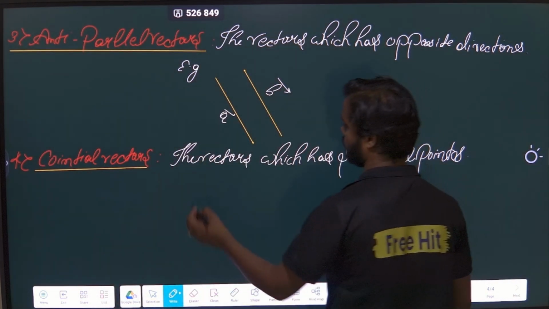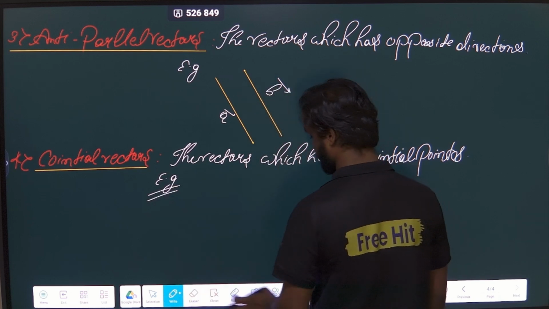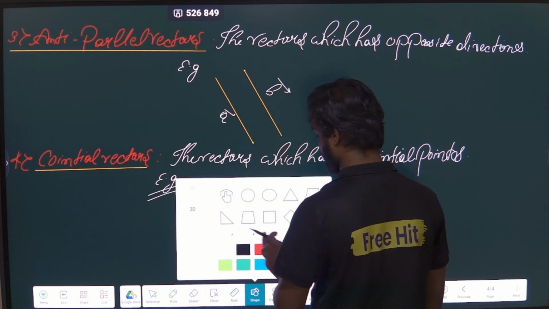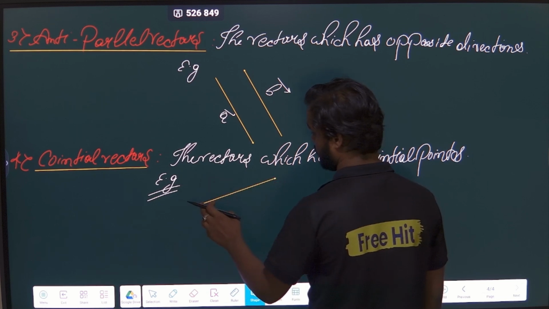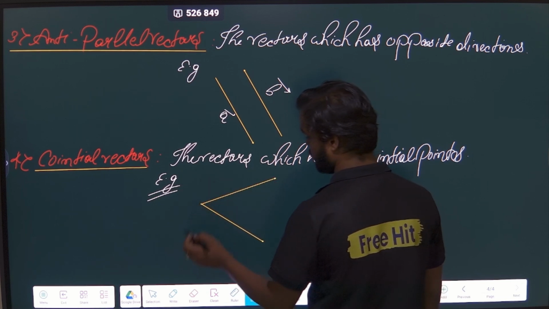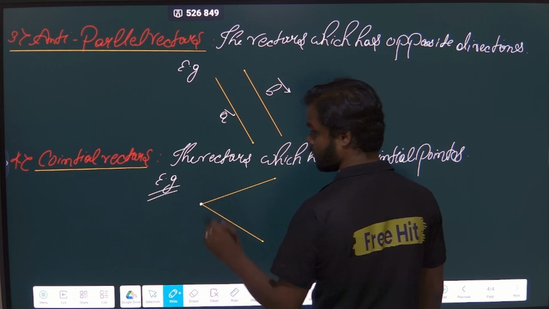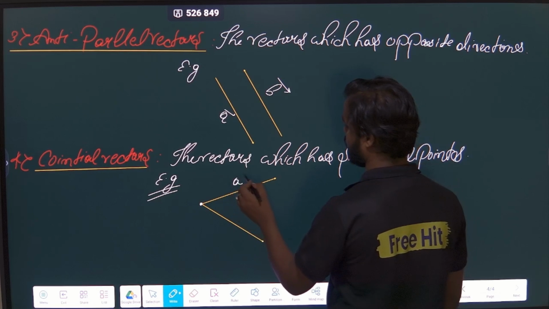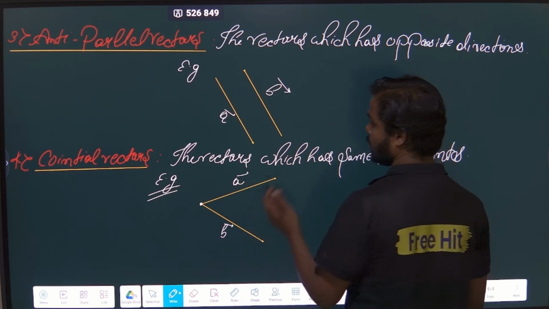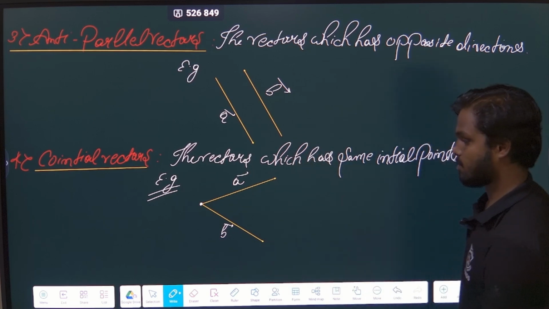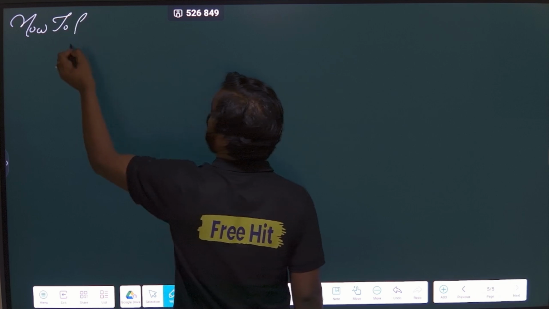Let us see one example, so it will be more clear. Suppose this is my one vector, this is my another vector. You can see clearly they have the same initial point. This is my vector A and this is my vector B. So these are called co-initial vectors. Clear?